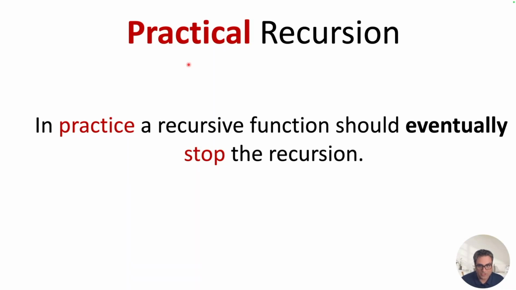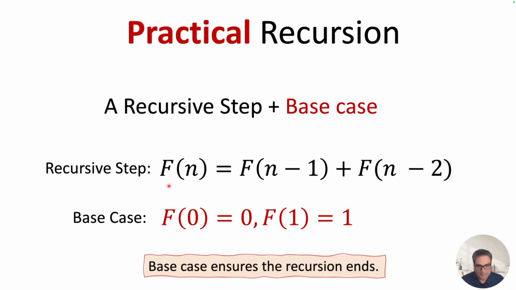What is practical recursion? In practice, a recursive function should eventually stop the recursion. For example, for the Fibonacci function, once n becomes 0 or 1, we don't have recursion anymore. As soon as the function's input becomes 1, we return 1, or if the function input is 0, we return 0. This is called the base case. So every practical recursion should have a recursive step which tells you how the function calls itself, and it has a base case where it says under what condition the function is not recursive anymore, and it just returns a value. And this base case essentially ensures that the recursion ends.